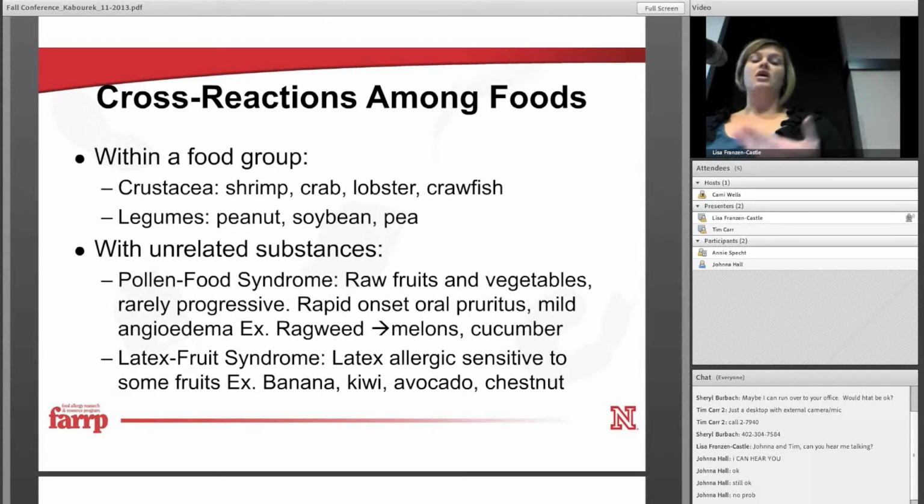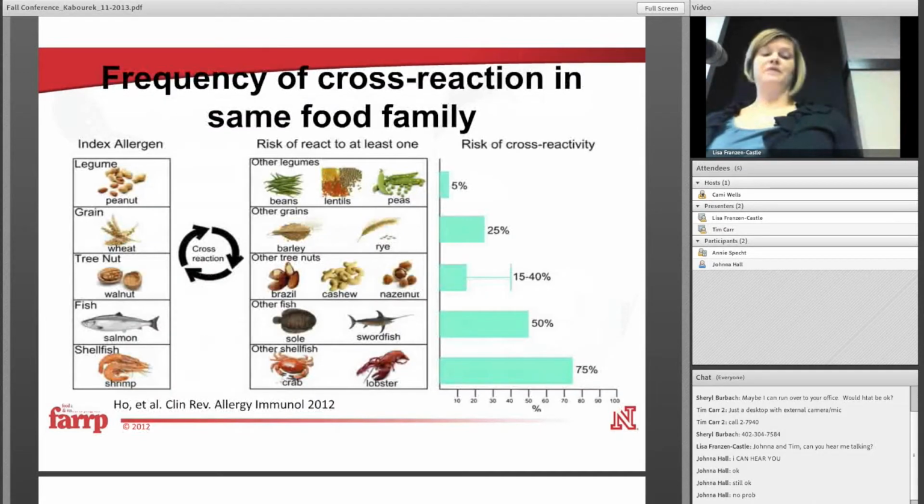So you can have what's called pollen food syndrome or oral allergy syndrome. Some people in this room might have it. Ragweed is the big allergen here in the Midwest. Sometimes people that have ragweed allergy also get itchy, watery nose and eyes when they eat melons and cucumbers, because the proteins in those foods are very similar in appearance to that of ragweed. So it cross-reacts. We also sometimes see latex fruit syndrome. If someone has a latex allergy, the proteins in bananas, kiwis, chestnuts, and avocados can also be recognized. And so they will cross-react and cause symptoms.